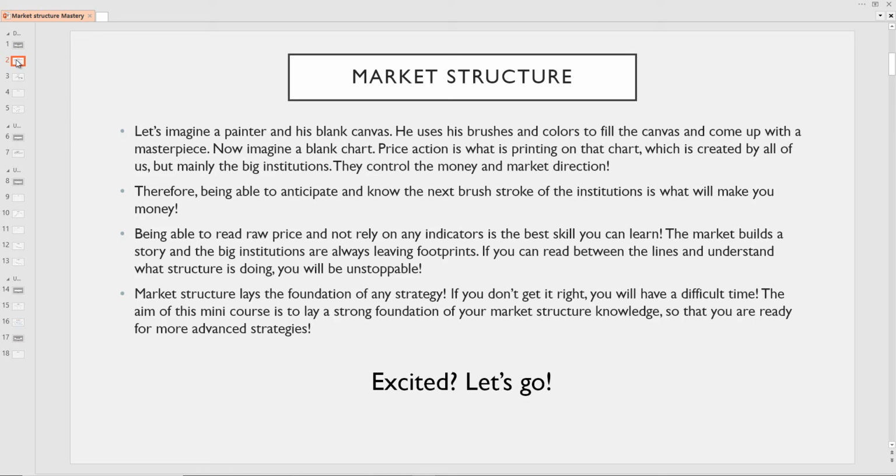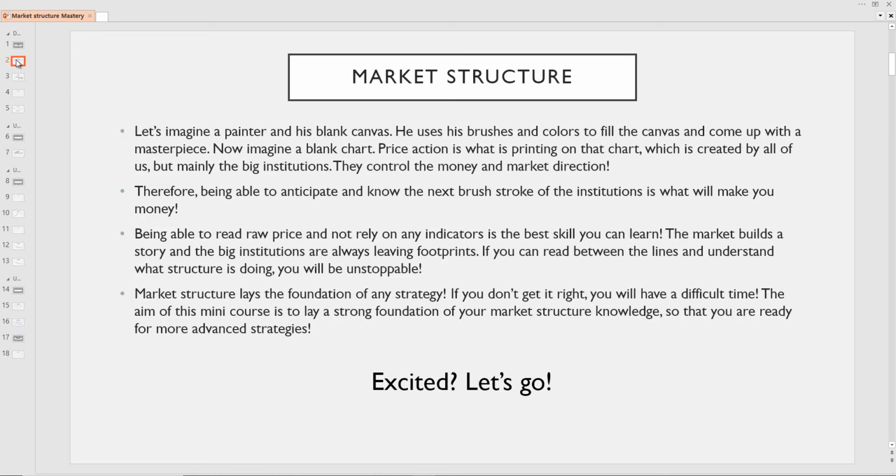So this is something that I want you to know as well. Of course, the market builds a story, and the big institutions are always going to leave footprints. They're always going to be leaving footprints of where they are potentially going and where they are potentially targeting for the price. And if you can read between those lines and understand what structure is doing, you will be unstoppable. And again, market structure lays the foundation of every strategy.